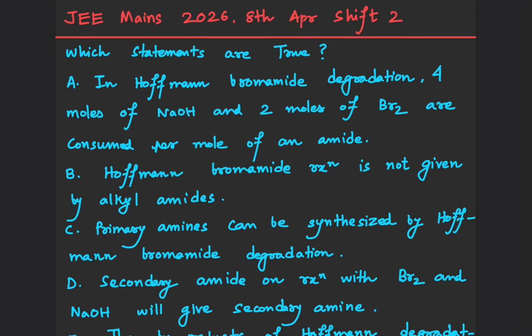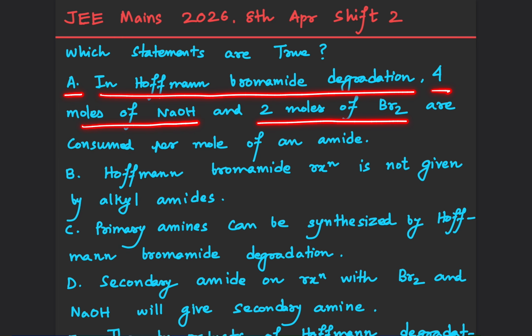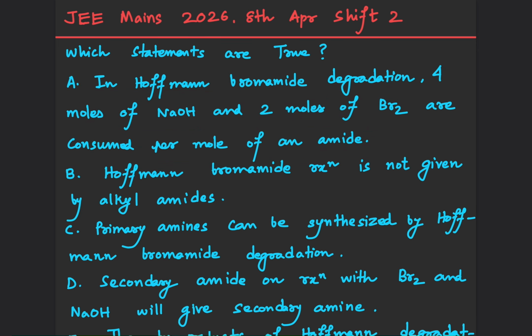Hello everyone. So this is a question from JEE Mains 2026 8th April Shift 2. Which statements are true? Statement A. In Hoffmann bromamide degradation, 4 moles of NaOH and 2 moles of Br2 are consumed per mole of an amide. Okay, important.